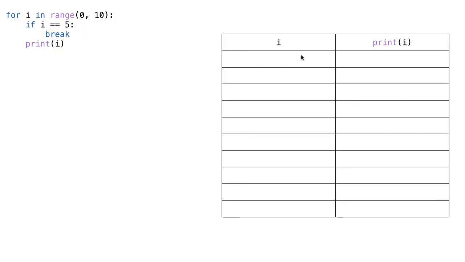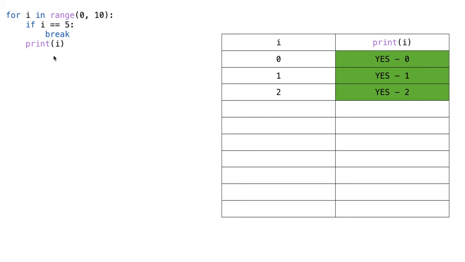Just like before, we'll go ahead and fill this table out. i first starts off at 0. We ask this question. That is not the case, so we do print out what the value of i is. Then we go to the next value of i, which is 1. Again, this condition fails, so we don't run the break statement, and we print out the value of 1. Then we go to i equals 2. Again, we ask this question, which is not the case. 2 is not equal to 5, so we don't run this break, and we print out what the value of i is. And then we go to i equals 3. Again, 3 is not equal to 5, so we don't run this break, and we print out what the value of i is.